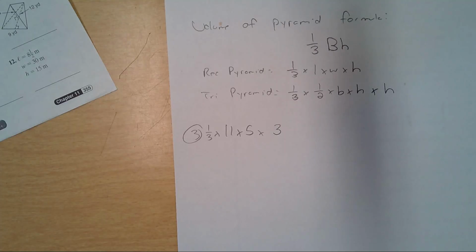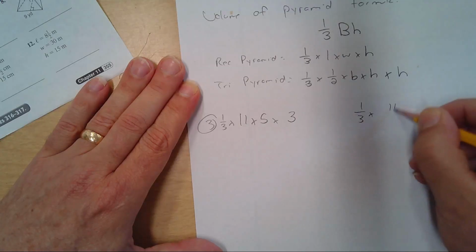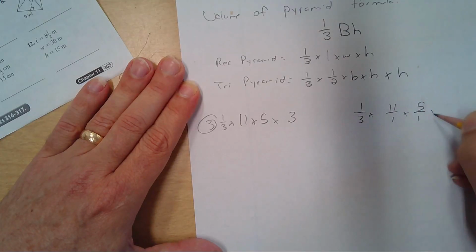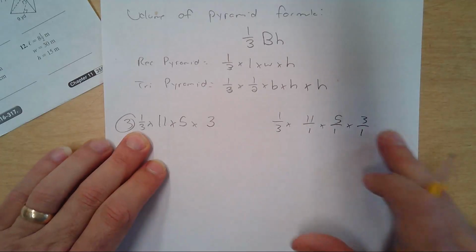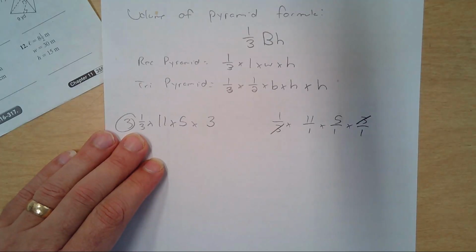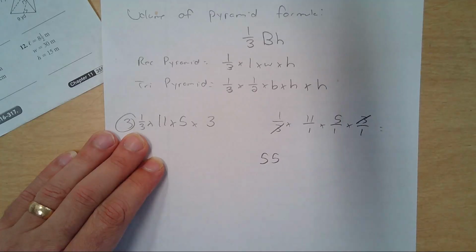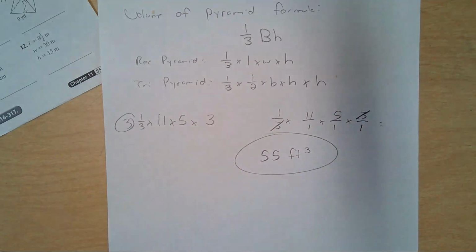So most of these, not an issue. But with this one here, again, I could certainly rewrite this way too. All these things I could cross simplify anywhere. What you should probably realize is the 1/3 and the 3 will just cancel each other out. So all I'm really left with on top is 11 times 5, which is 55. My label, feet cubed. There it is.